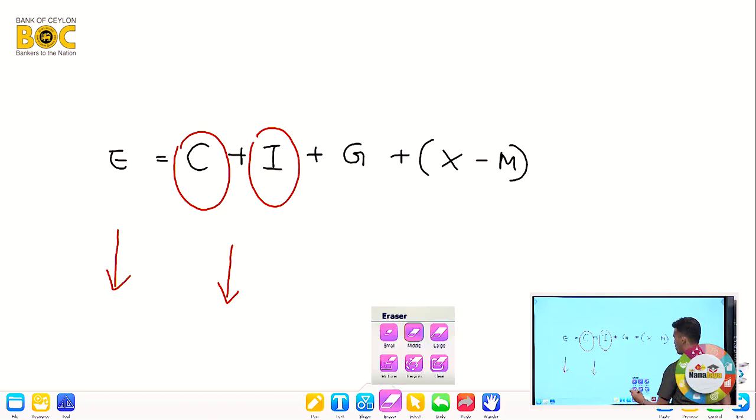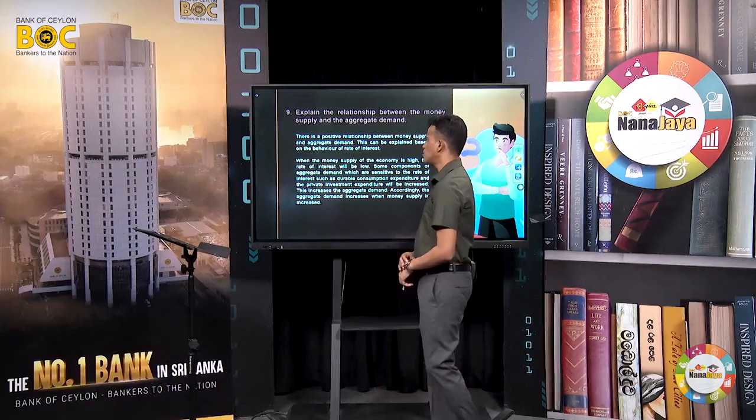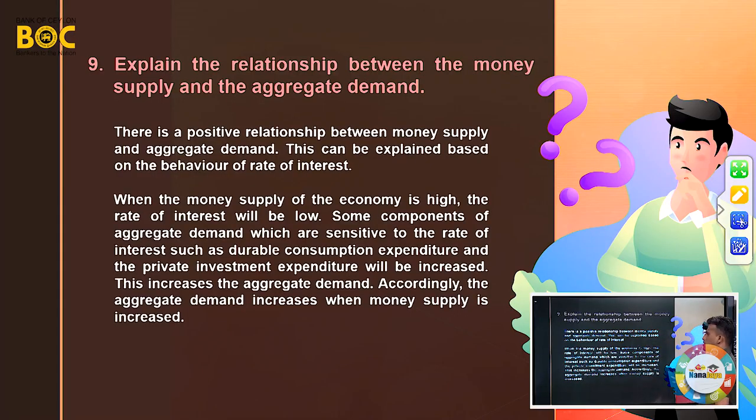So this is how we can explain the positive relationship between the money supply and the aggregate demand. See, there is a positive relationship between money supply and aggregate demand. This can be explained based on the behavior of the rate of interest. This paragraph is allocated to explain how aggregate demand increases when money supply goes up. Like this, you have to explain in separate sections: what happens when money supply increases in one section, and what happens to aggregate demand when money supply decreases in another section.